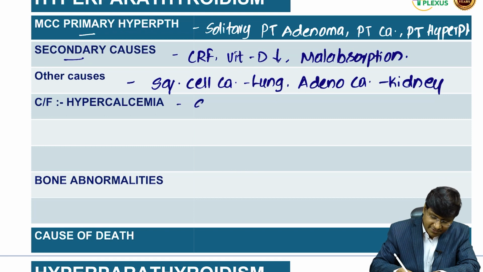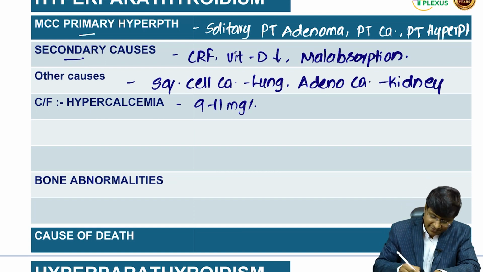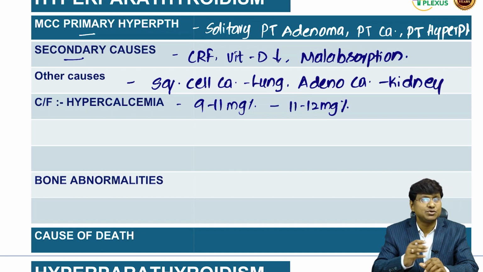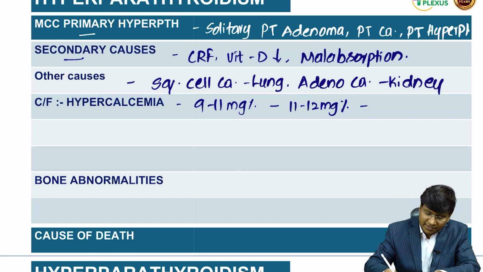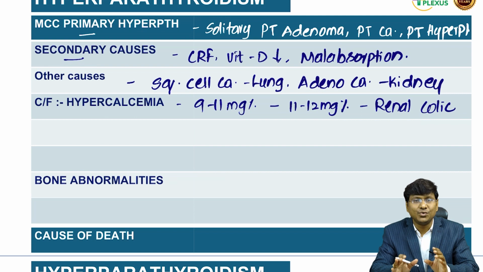What is the normal calcium level? That is 9 to 11 milligrams percentage. And when the calcium level has reached 11 to 12 milligrams percentage, the important clinical manifestation will be renal colic. This renal colic is mainly due to nephrolithiasis, right? And the type of stones you will have are calcium oxalate stones or calcium phosphate stones, okay?